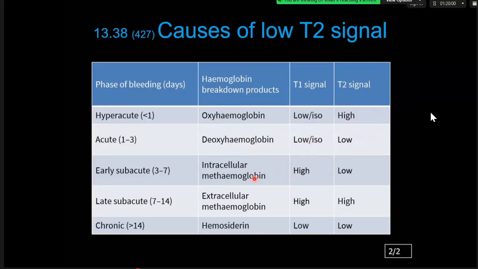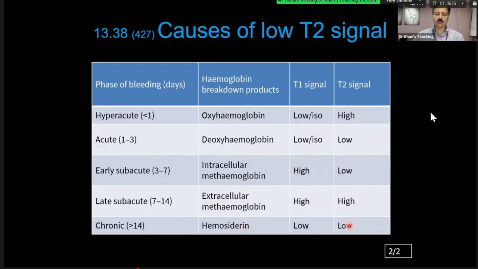Methemoglobin, as soon as it is converted to methemoglobin, it becomes bright. Early subacute hematoma is bright on T1 and low on T2. Late subacute hematoma, which is 7 to 14 days, is high on T1 and high on T2. And then when it becomes hemosiderin, it is low on T2. So the point to remember: in the exam, they will ask you about a subacute hematoma, which will be bright on T1, and then on the basis of T2, you can classify it.